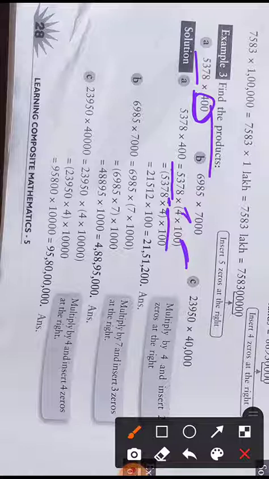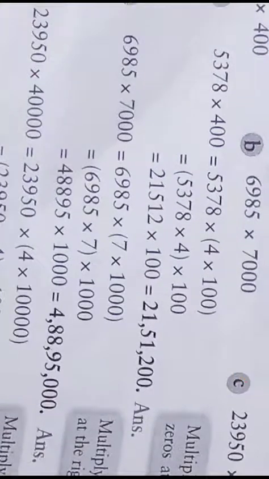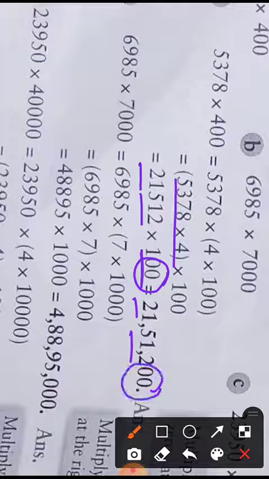Now we have taken out this 4 and multiply it with this number. After multiplying 4 with this number, you get 21512. Now remember, whenever you are multiplying a number by a multiple of 10, it is very easy. You don't have to do anything, just take the zeros. So you write first 21512 and then put two zeros at its back. You're done. Your answer is ready.